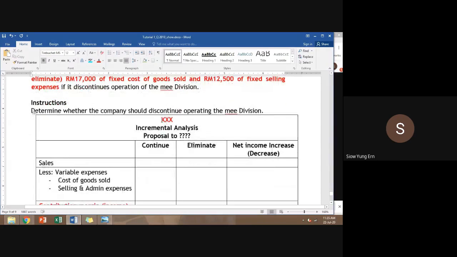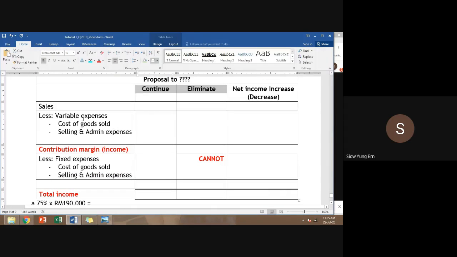So as usual, put in your company's name. Proposal to continue or eliminate the Mi division. Okay, so as usual, we are going to put it into variable and we're going to put it into fixed. So let's do continue first. What is your sales?